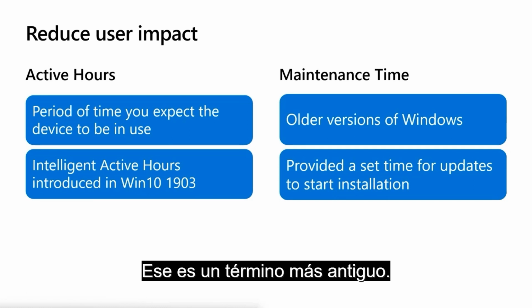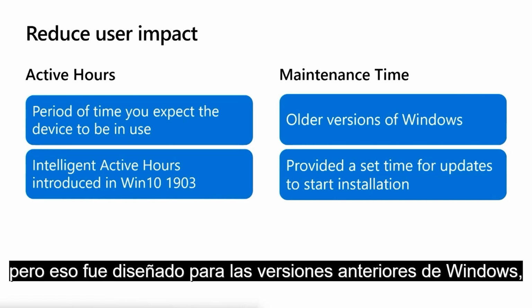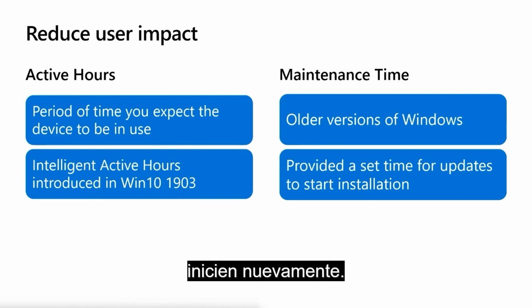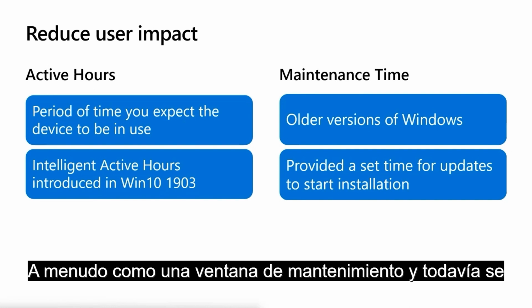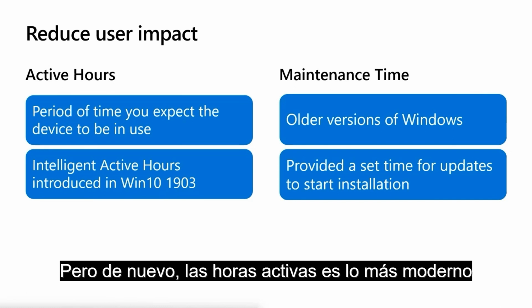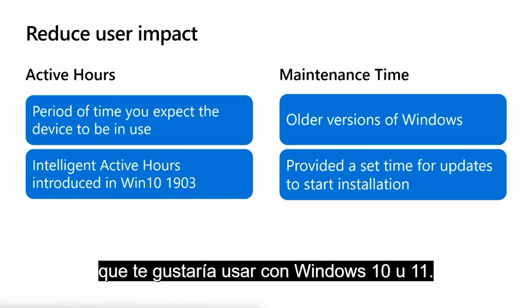Maintenance time, that's kind of an older term. You'll still see it occasionally, but that was designed for the older versions of Windows, where we provide a set time for the updates to start. Again, oftentimes like a maintenance window, and it's still very commonly used in the servers. But again, active hours is what the more modern, what you would look to use with Windows 10 or 11.